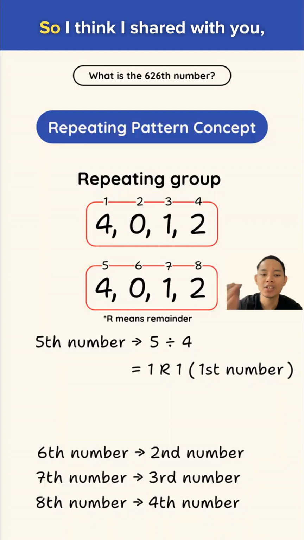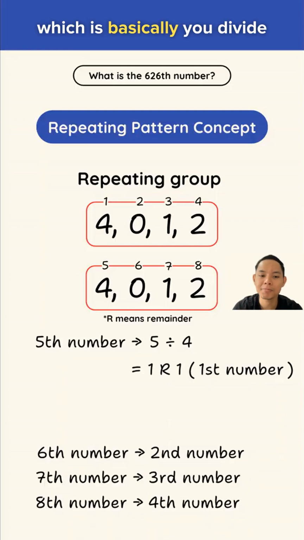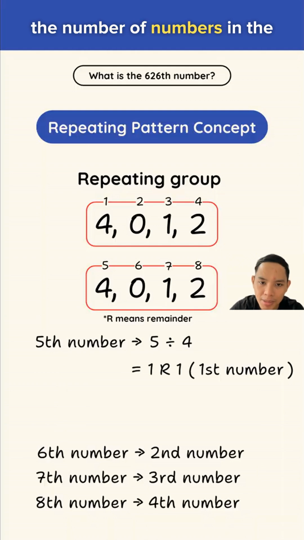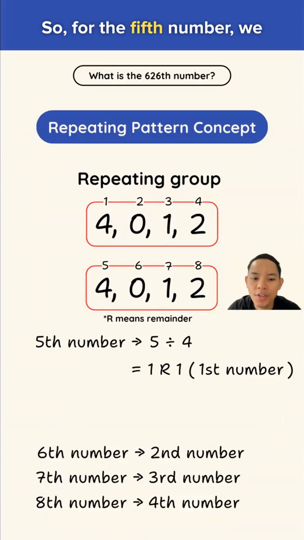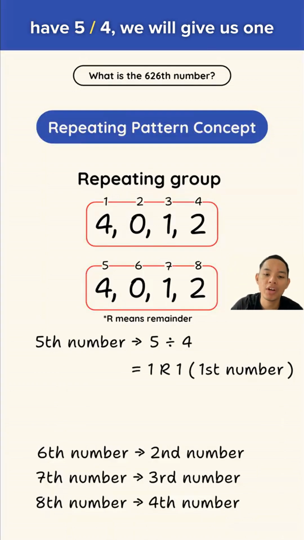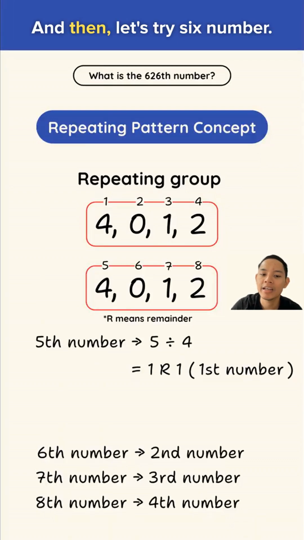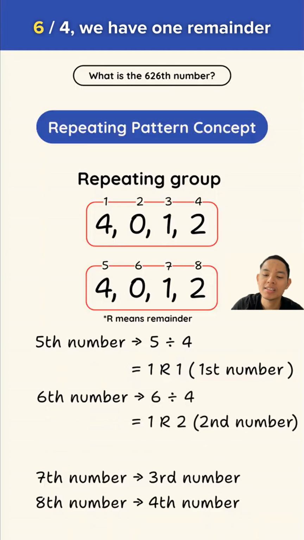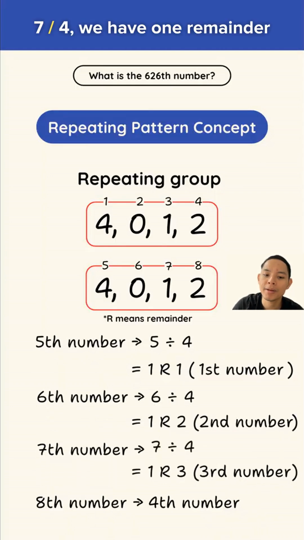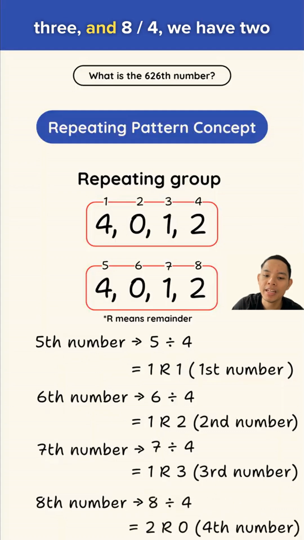So can you see what the repeating pattern is over here and how we get the position in the group? I think I shared with you, you basically divide by the number of numbers in the repeating group. So for the fifth number, we have 5 divided by 4, which gives us 1 remainder 1. And then let's try the sixth number. 6 divided by 4, we have 1 remainder 2. 7 divided by 4, we have 1 remainder 3. And 8 divided by 4, we have 2 remainder 0.